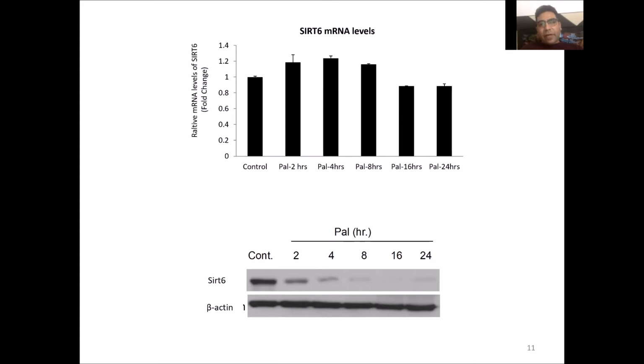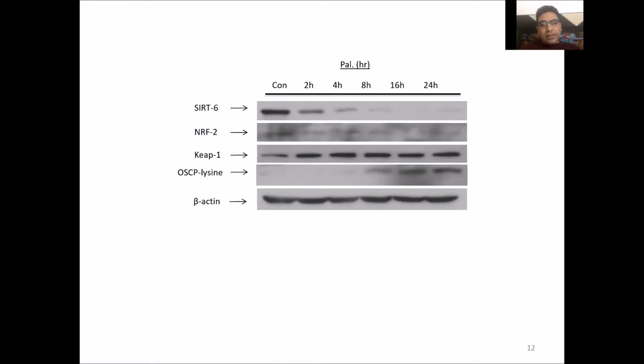Then we also looked at different biomarkers of the mitochondria, and we found that these biomarkers also vary with the fission and fusion. In the mRNA levels we didn't find much change in SIRT6 mRNA, but we found tremendous changes right after 2 hours of giving the palmitic acid. Right after 2 hours, the protein expression of SIRT6 changes, and it is almost abolished by 16 hours and 24 hours. So SIRT6 is very important, and palmitic acid is reducing the expression of SIRT6.